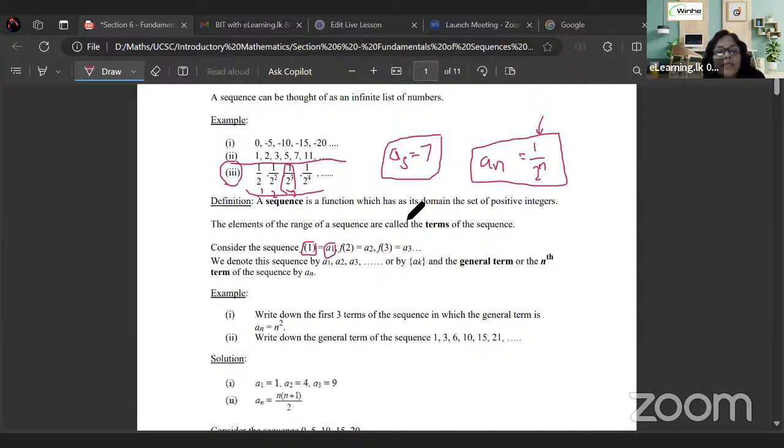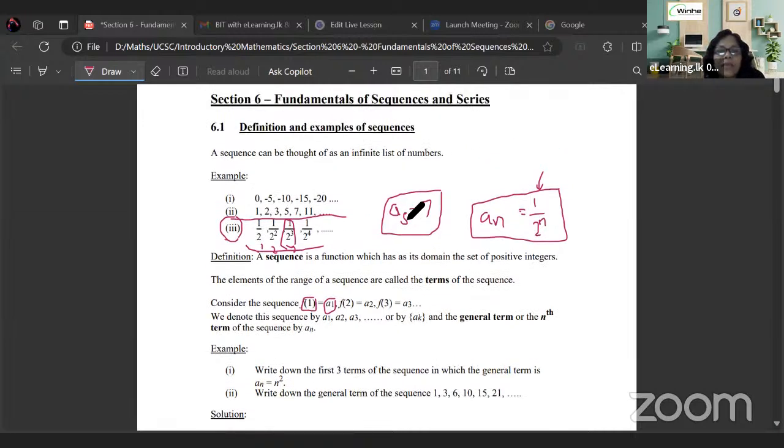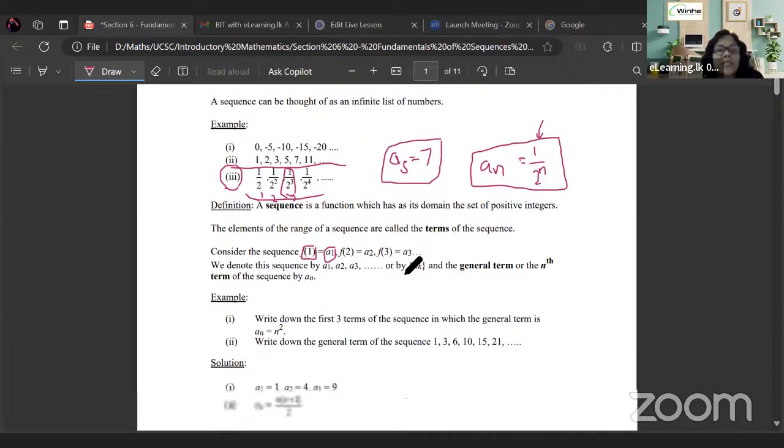Right. Now if we look at sequence and series, if we know the nth term then we can easily write down each term, starting from 1 to n, each term of the sequence.